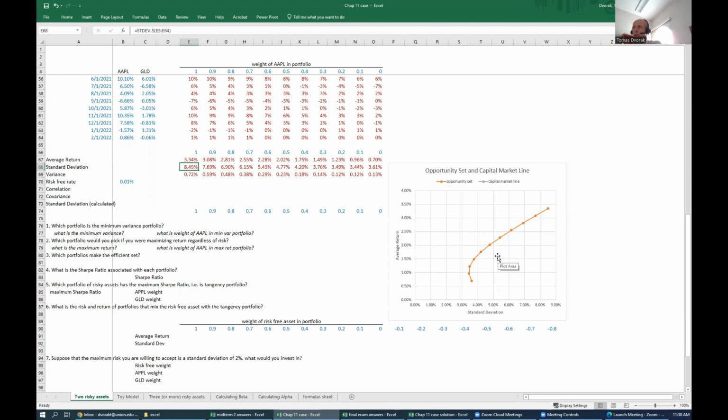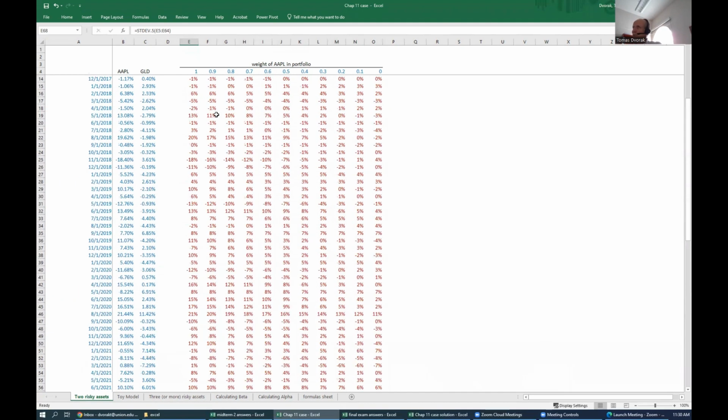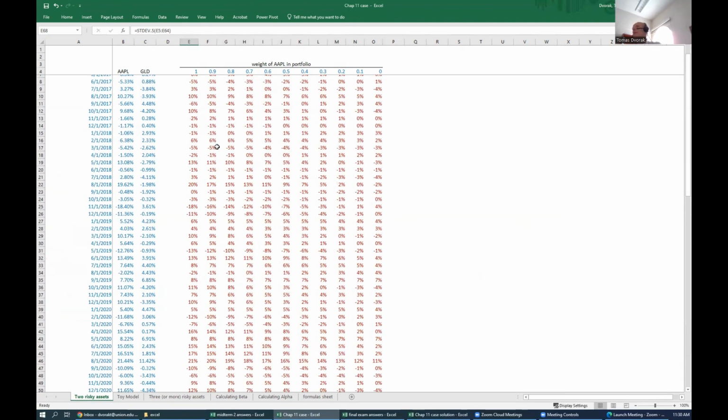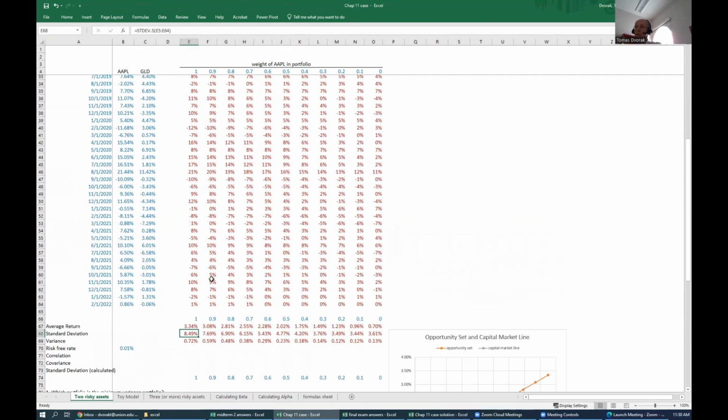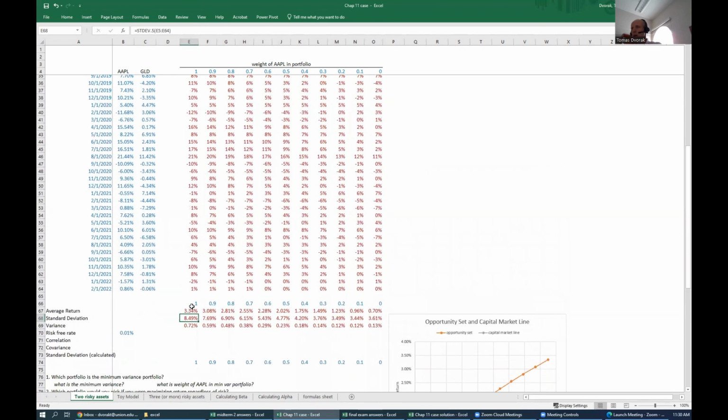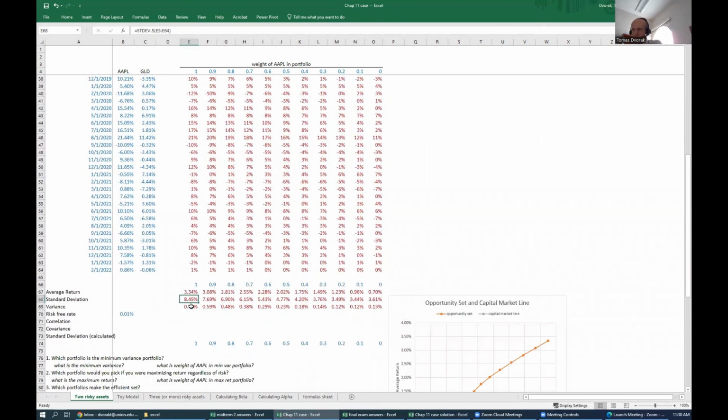So there's another way we could calculate the risk and return, and let's do it the other way. The first way we did here was really a brute force way, because we just took the individual returns from each month and calculated lots of returns for lots of different portfolios for all the different months, and then calculated average returns and standard deviations.